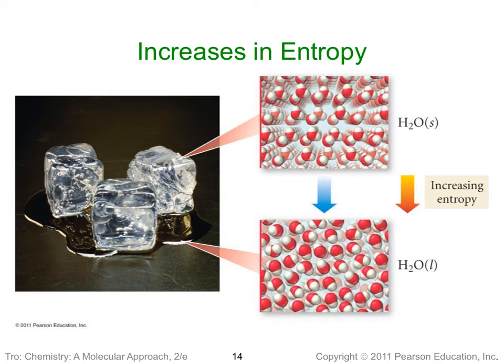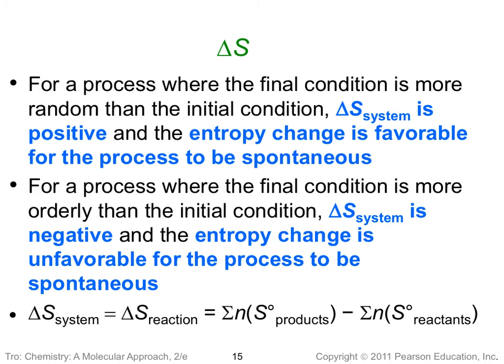So back to the increase in entropy for ice going to liquid water. That's actually tied to the motion, the ability to move. So that ability to be more random is what we saw in the case of liquid water versus ice. When delta S of a system is positive, that means it's favorable. The entropy change is favorable for the process to be spontaneous.